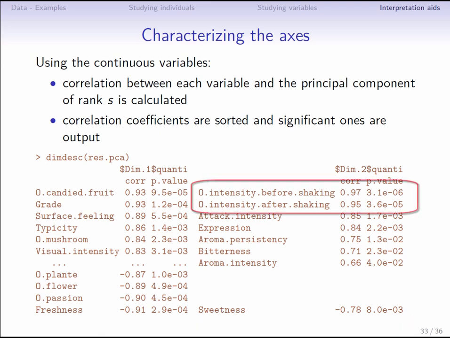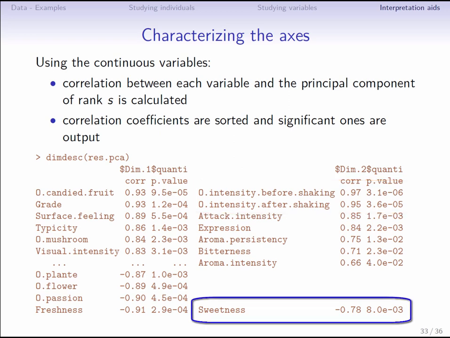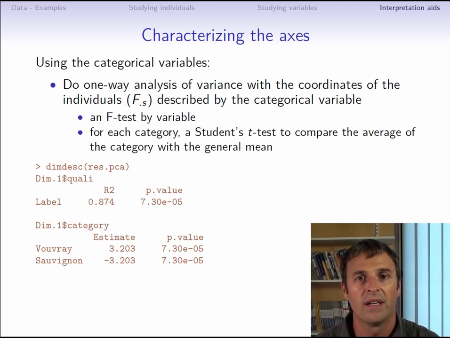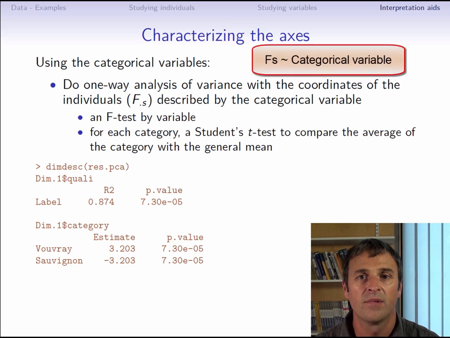We see that odor intensities are strongly positively related to the second dimension, and sweetness is fairly strongly negatively related. For categorical variables, we do one-way analysis of variance, that is one-way ANOVA, and seek to characterize the coordinates of individuals on component S in terms of the categorical variable. We use the constraint that the sum of the coefficients equals 0.